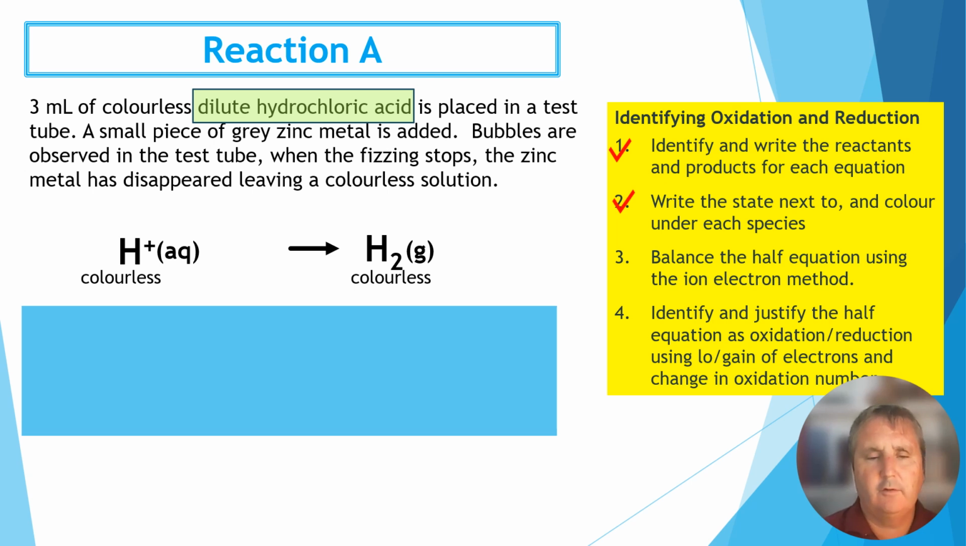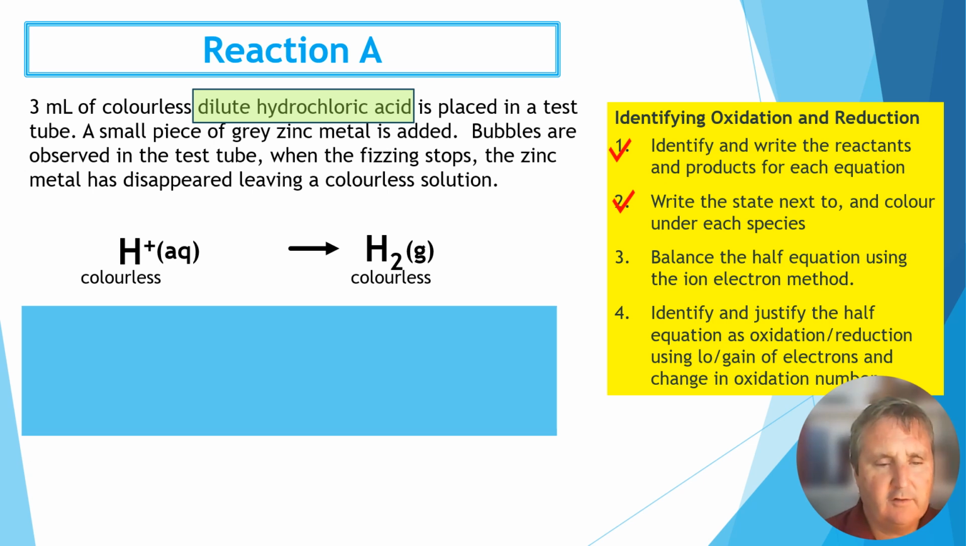So we've done that. Now we're going to balance the half equation. We're going to use the ion-electron method. First, we balance the atoms that aren't hydrogen or oxygen. Second, we balance the oxygen atoms by adding water. Thirdly, we balance the hydrogen atoms by adding H+, and fourthly, we balance the charge.